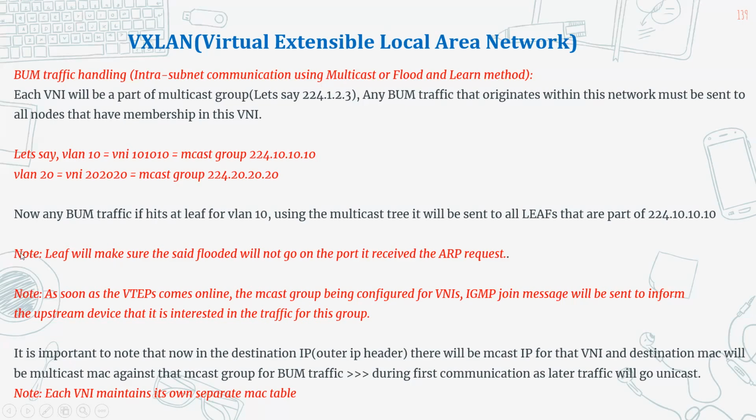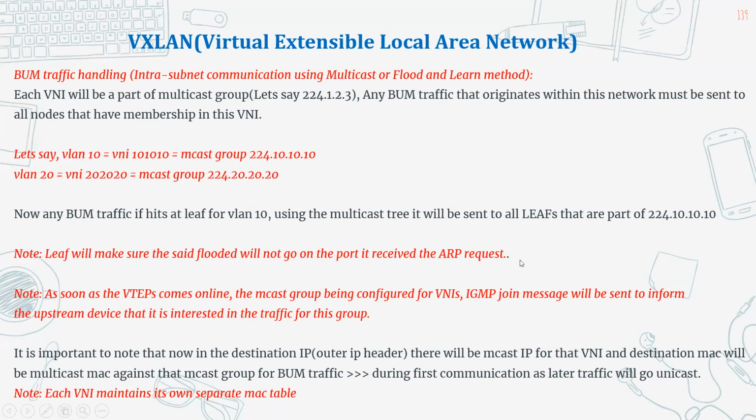So that is pretty straightforward. It is not going to send the BUM traffic on the port that it received the ARP request on. If we talk about the communication at the very beginning, as soon as your VTEP comes online, for the multicast group that we have configured under the VNI, an IGMP join message will be sent to inform the upstream device, in our case the spine switch, that I am interested in the traffic for this particular multicast group. Okay.